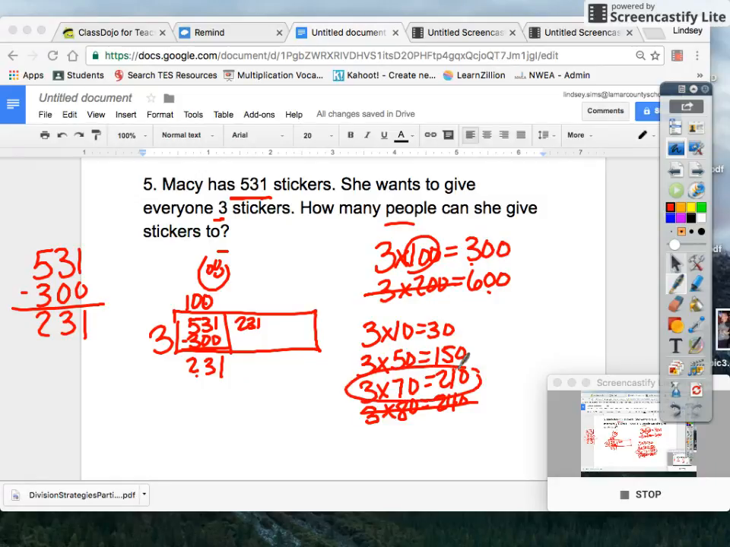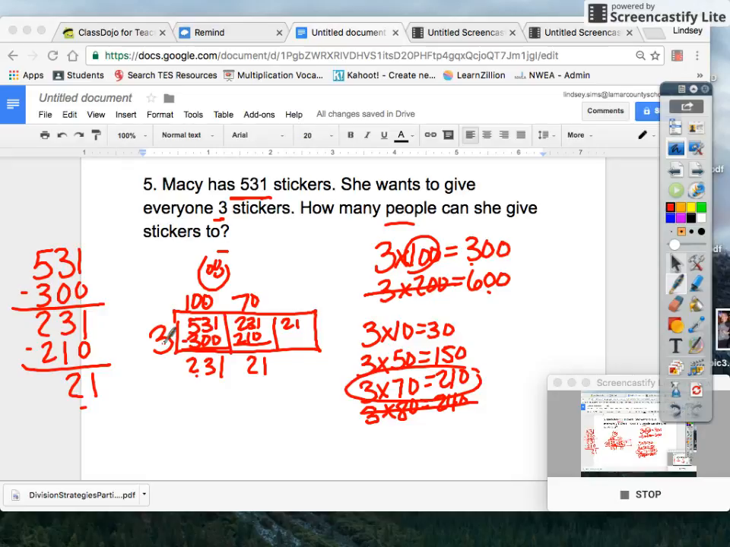So I'm going to put a 70 up here, because 70 is the closest to 231. 70 times 3 is 210. And subtract that. I'm going to have 21 left. If they're doing the running total on the side, they would subtract it over here. So I have 21 left to get to my goal of 531, an area of 531.